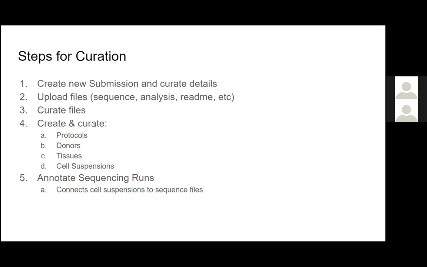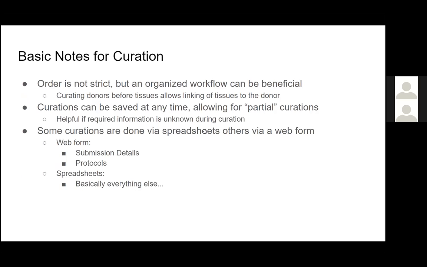And then we start to create and curate all of these other nodes that we have to do: the protocols, the donors, the tissues, and for single cell data, which is a lot of the data, these cell suspensions. And once we have those, then we can annotate our sequencing runs, which basically connects those cell suspensions back to those sequence files that we uploaded. And then we can further curate to go from the sequence files to analysis files.